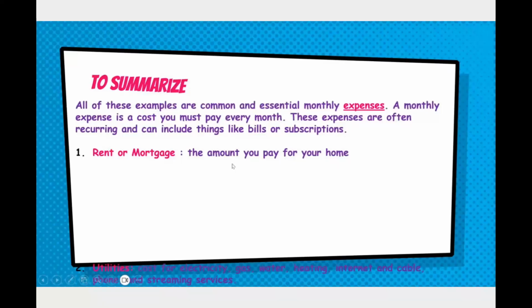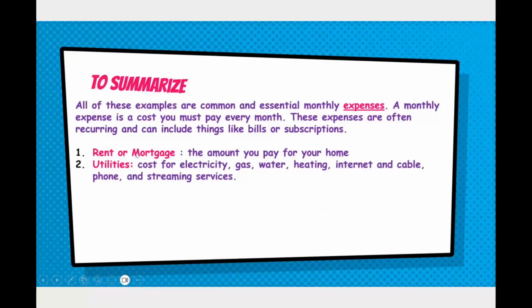Rent or mortgage, the amount you pay for your home. So that is common monthly expenses. Utility, the cost of electricity, gas, water, heating, internet, cable, phone, and streaming services. That's not essential. You don't need a streaming service, but that's just thrown in there with utilities.